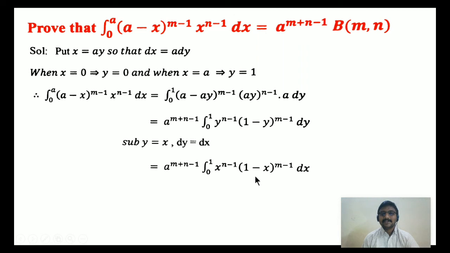Now it is nothing but the beta function definition. What is the beta function definition? Beta of m, n is integral of 0 to 1 x to the power of m minus 1 into (1 minus x) whole power n minus 1 dx. But here m and n are interchanged, so it is nothing but beta of n, m. But we know that the beta function satisfies the symmetric condition, that is beta of n, m is always equal to beta of m, n. Hence a power m plus n minus 1 into beta of m, n, because beta of m, n is nothing but beta of n, m. So hence the required statement is clearly proved.